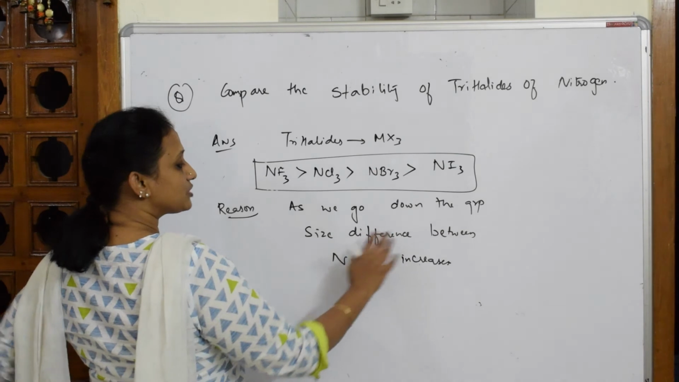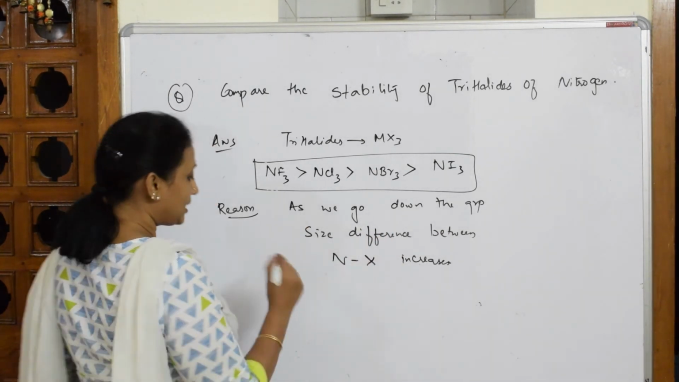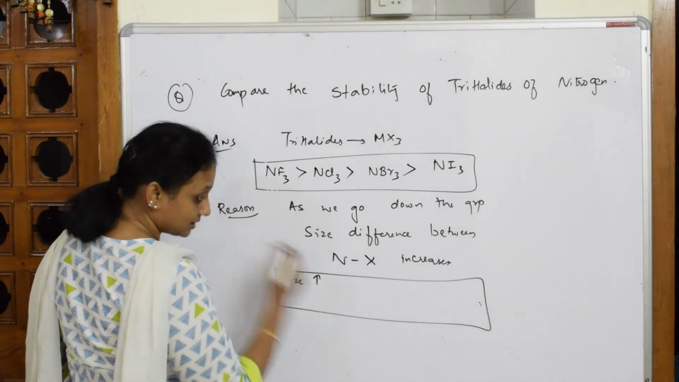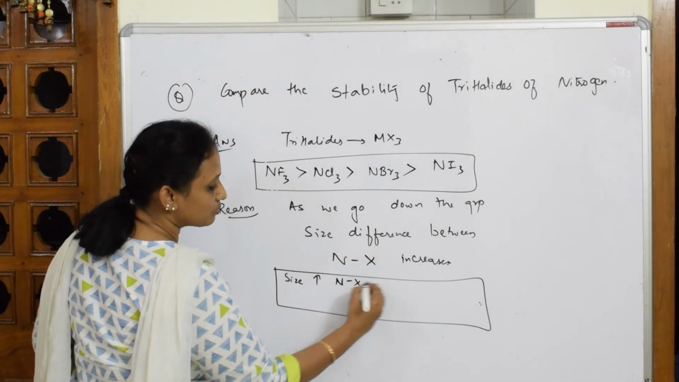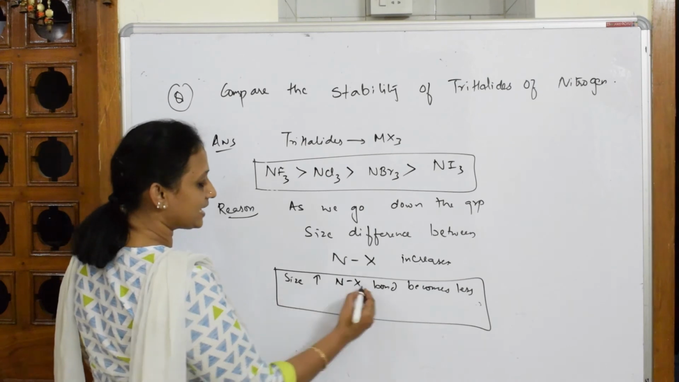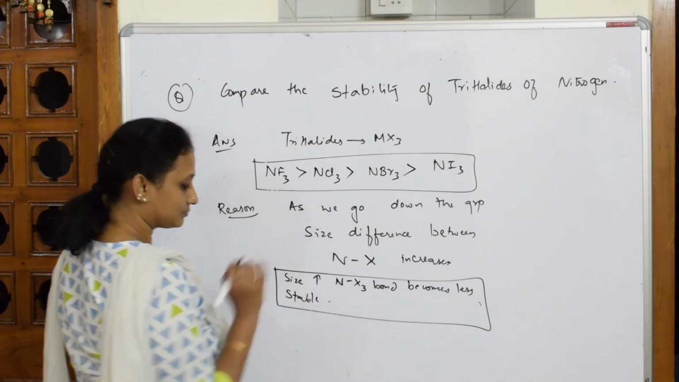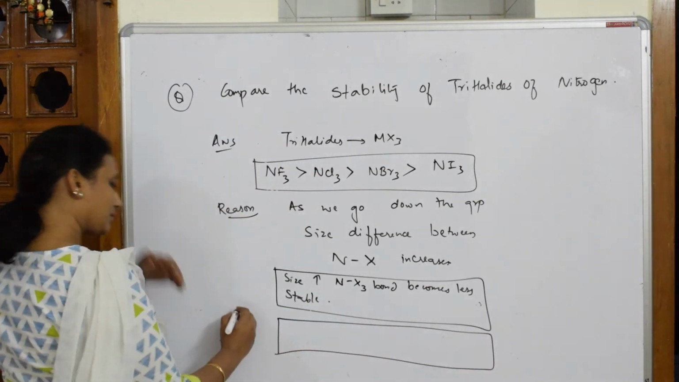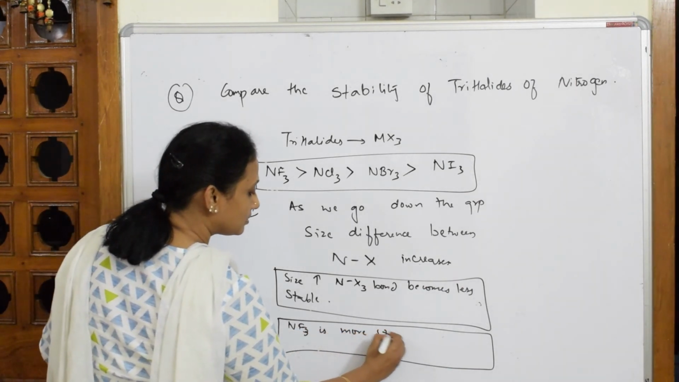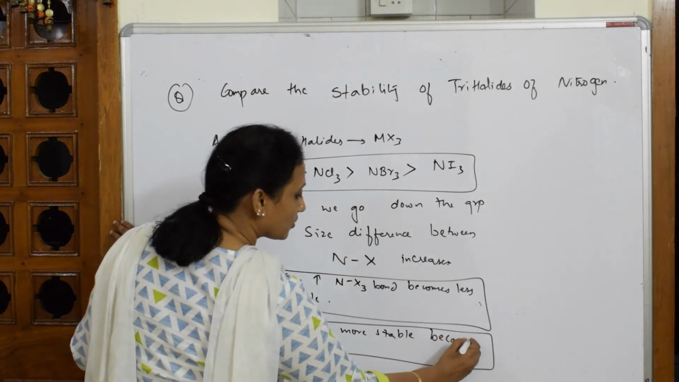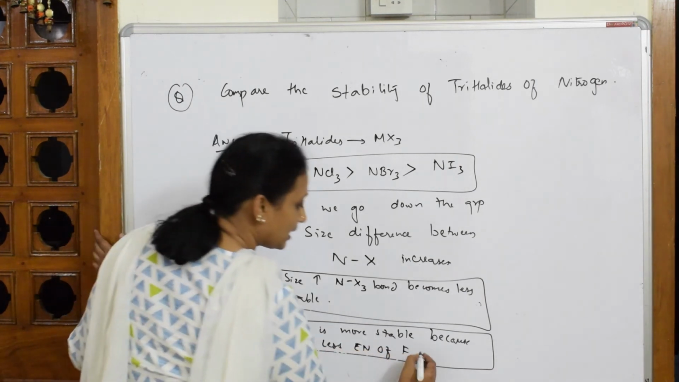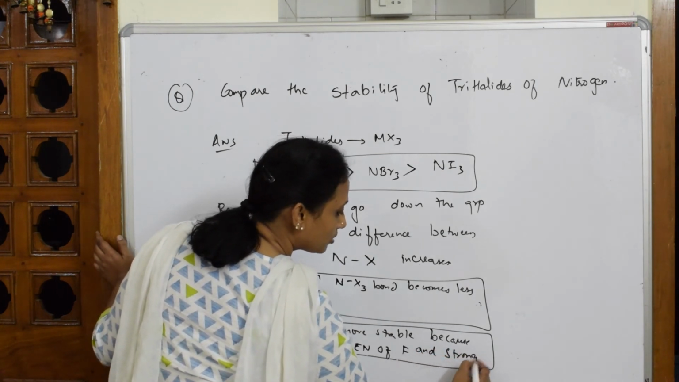As we go down the group, the size difference between nitrogen and the halogen increases. Right? Now you're going to write the main reason. As the size increases, the N-X bond becomes less stable, NX3 rather, less stable. Second reason: NF3 is more stable because of the high electronegativity of fluorine and the stronger bond formed.